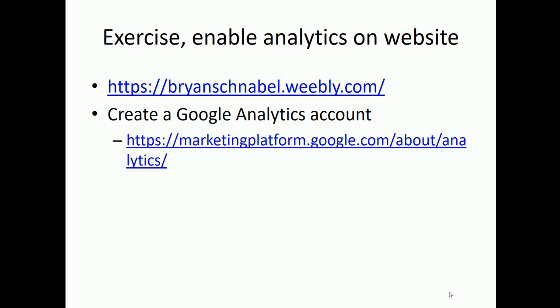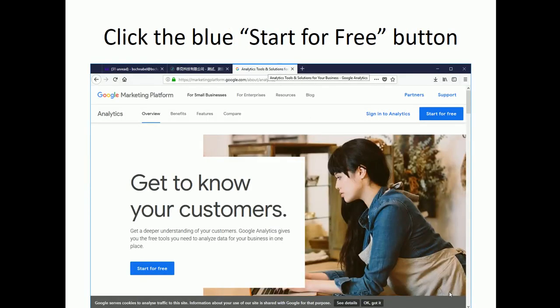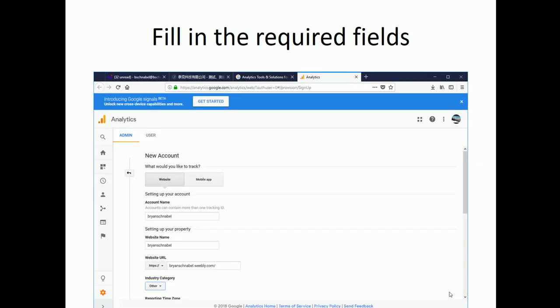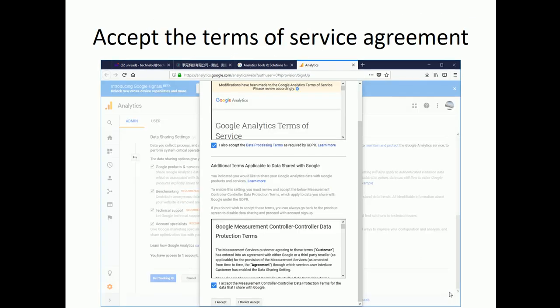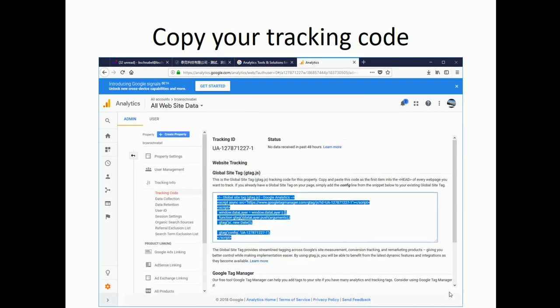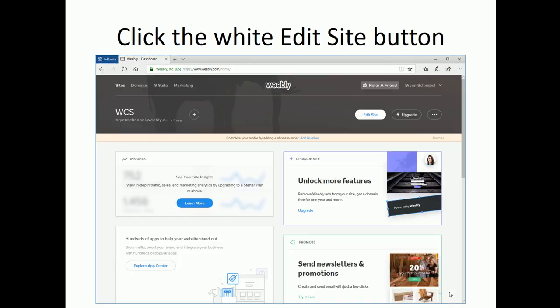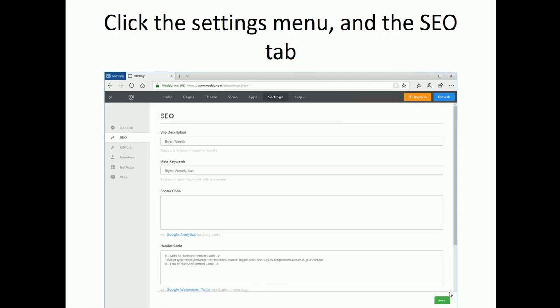We'll then create an account on Google Analytics. We'll click the Start for Free button up there. We'll fill in the required fields. We'll get our tracking ID. We'll agree to the terms. We'll get our tracking ID here. We'll copy that, and we'll log into Weebly, and we'll go into our SEO tag, and we'll paste it into our header code.